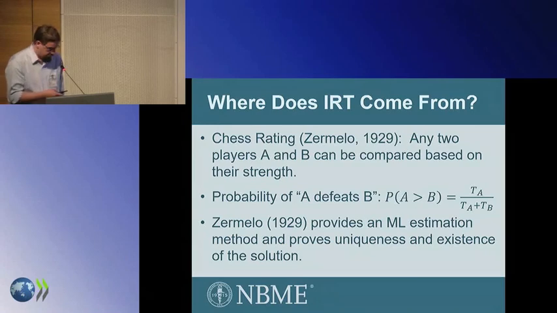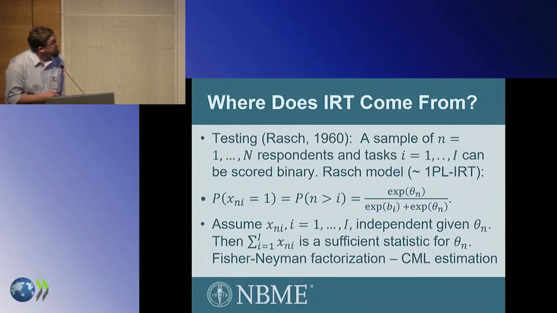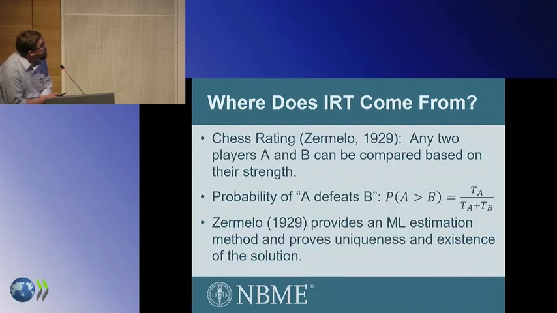And something similar then later on pops up as something that we might recognize as early versions of IRT, so in this particular case, the Rasch model. Here we have a sample of respondents and tasks, and yeah, you can also talk about maybe a test taker defeating a task or winning over a task or even solving it, and you essentially have the same structure here. You just have a transformation.